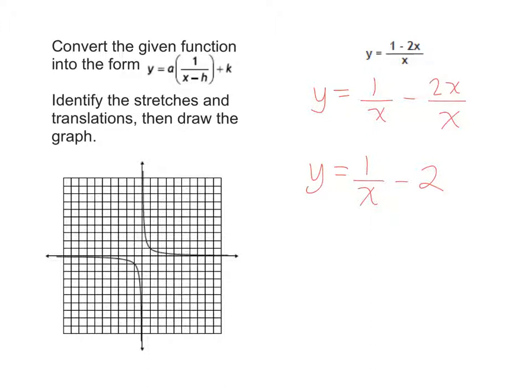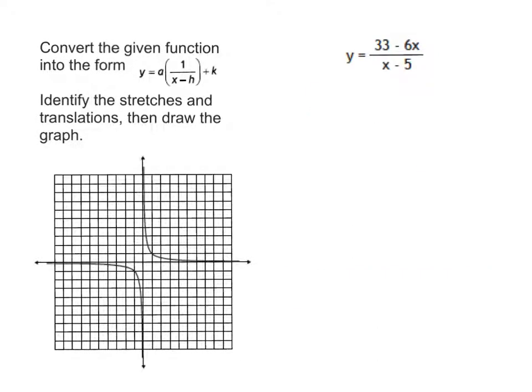And now you can say what the transformations are. There's actually only one. And what is it? The minus 2. So it's a vertical translation 2 units down. Well, the 2 is with the x, so it's not really a translation. It's both a reflection and a stretch.